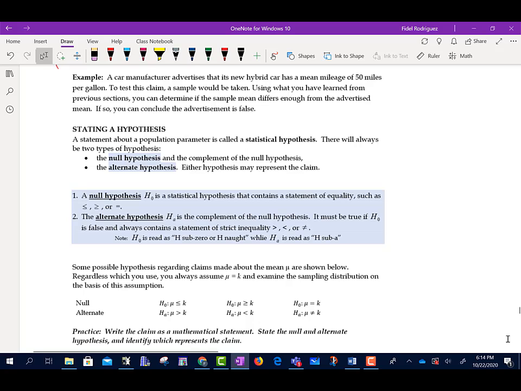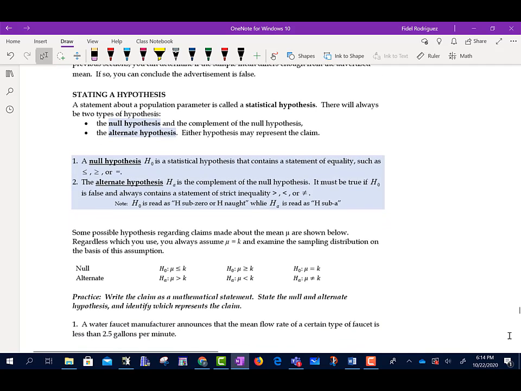It says a statement about a population parameter is called a statistical hypothesis. There's always going to be two types of hypotheses. The first one is called the null hypothesis, and the complement of the null hypothesis is the alternate hypothesis. Either hypothesis may represent the claim.